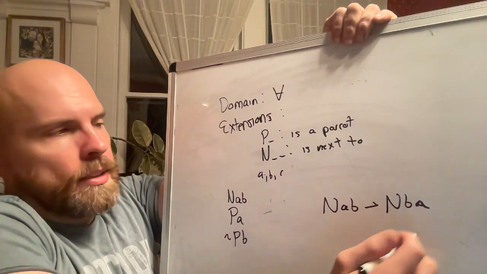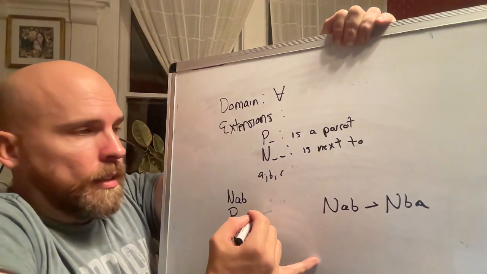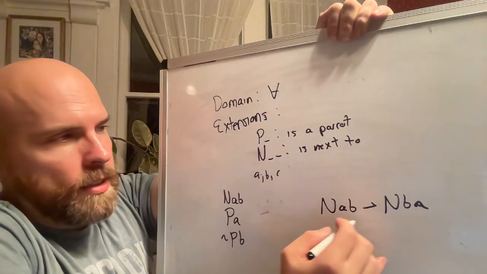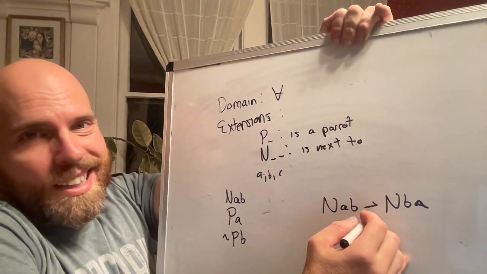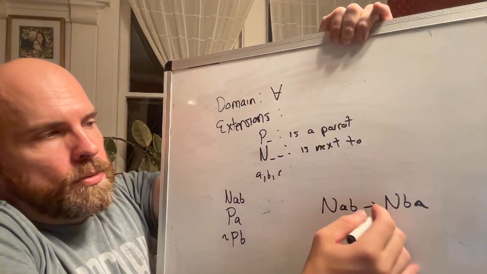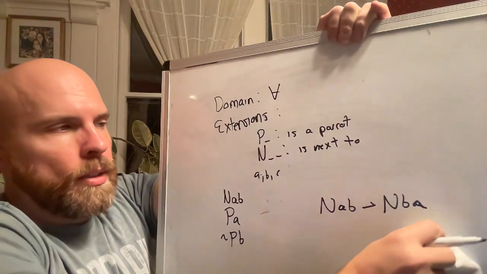How do we evaluate this? We'll check it out. It is true that Alex is next to Bob. We've asserted this fact. It is not true that Bob is next to Alex, though. So true, false, false. That's how we evaluate the conditionals.